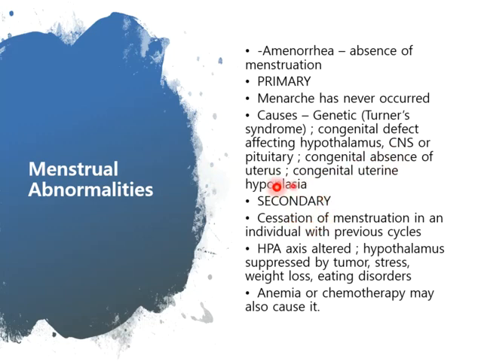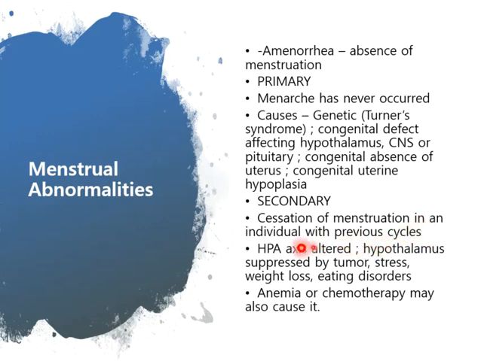Now, secondary causes of menstrual abnormalities are used when there is a cessation of menstruation in an individual with previous cycles. So previously the individual had normal menstrual cycles, right? But now, for some reason, the menstruation is not happening. Of course, the first thing you do is rule out pregnancy.